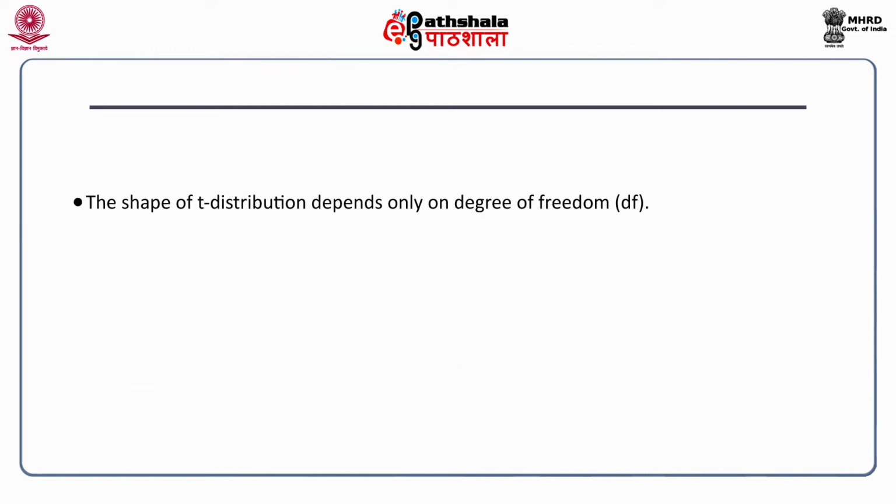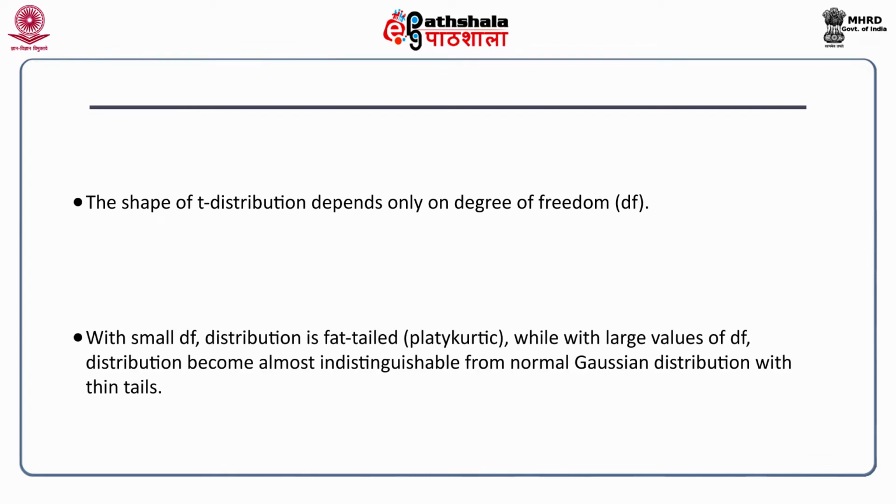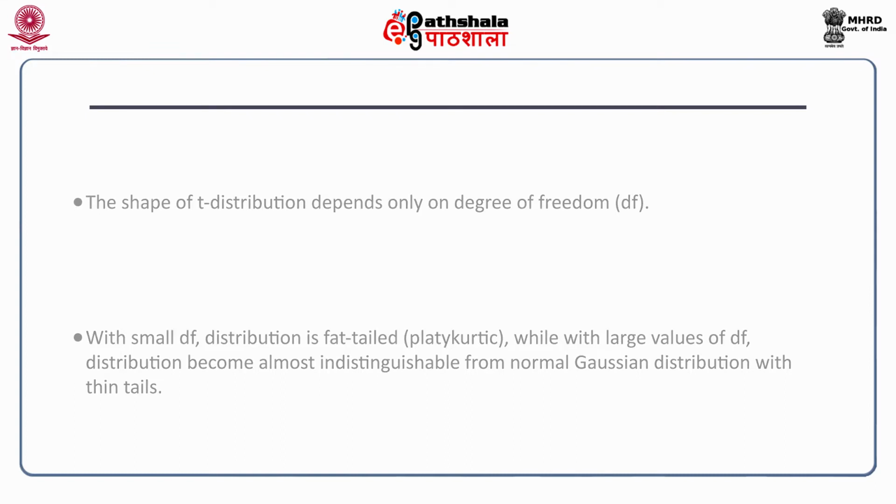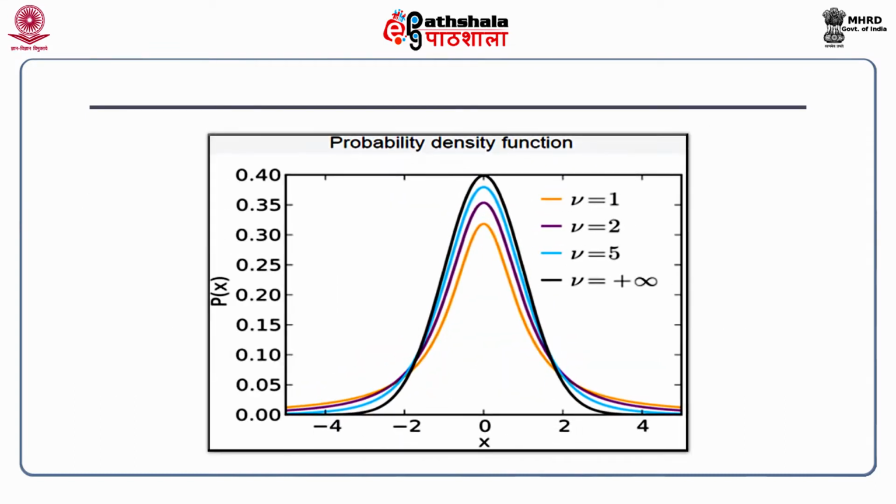The shape of the T distribution depends only on the degree of freedom, df. With a small degree of freedom, the distribution is fat-tailed or platykurtic, while with large values of degree of freedom, the distribution becomes almost indistinguishable from the normal Gaussian distribution with thin tails. As you can see in this diagram, as mu, the degree of freedom, increases, the distribution shape is almost like a bell shape or a Gaussian distribution. But if the degree of freedom, mu, is 1 or 2, it becomes platykurtic, that is, a fat-tailed distribution.